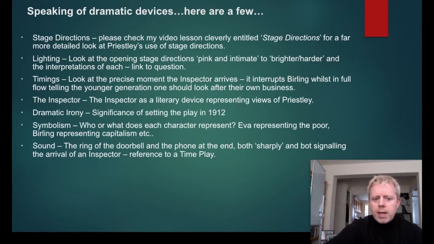Look at the interpretations of each of these. Now, I've got another video which focuses on all the other dramatic devices, and I go into the lighting in a lot more depth in that, so do check that one out.